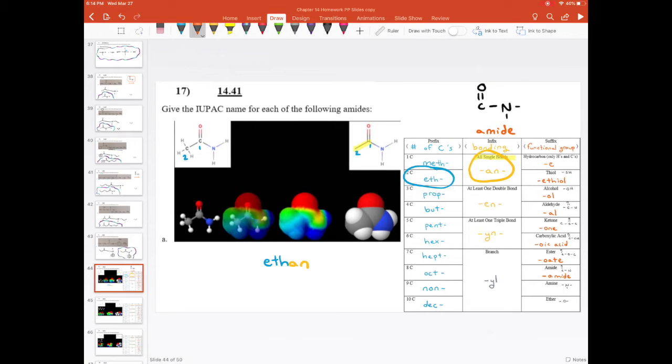The suffix represents the functional group, and here we have a carbon double bonded to oxygen, single bonded to an amine. That is an amide, and so the suffix will be amide. And so the name for this molecule overall will be ethanamide. Ethanamide is the name for this.